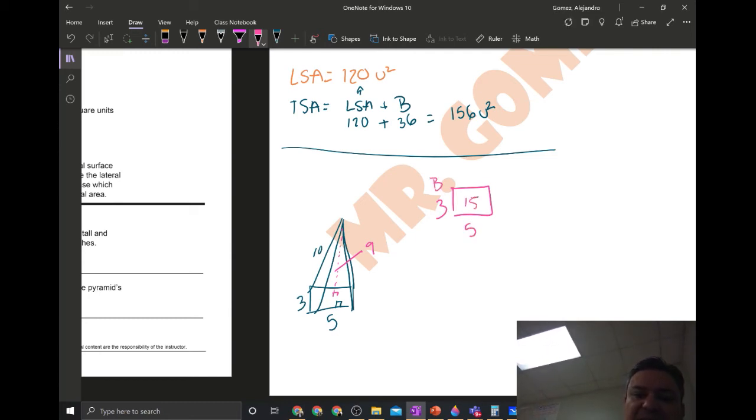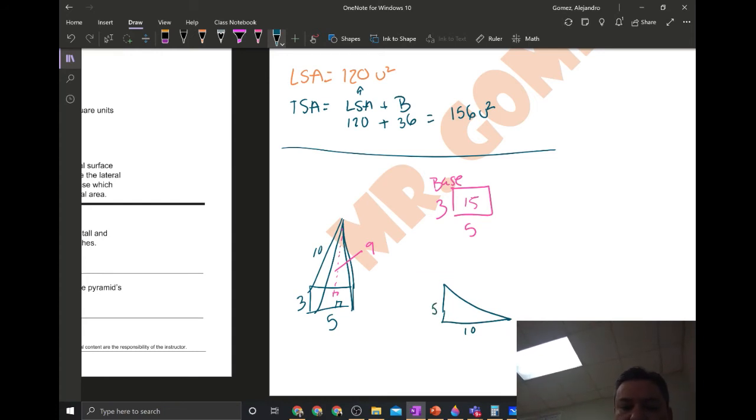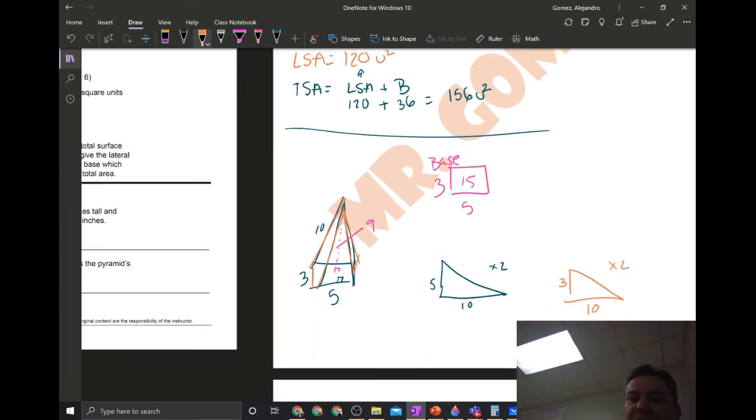So, let's say this is the base right here, it's a 3 by 5, this is 15. Now for my faces, I have triangles that are 10 inches long and the bottom is 5. So now I have how many of those? The one in the front and the one in the back. So I have times 2. And the other one is going to be right here on the side. That one is going to be 3 by 10. So you got 2 of those, that one and that one right there. So you gotta find the area for those two.